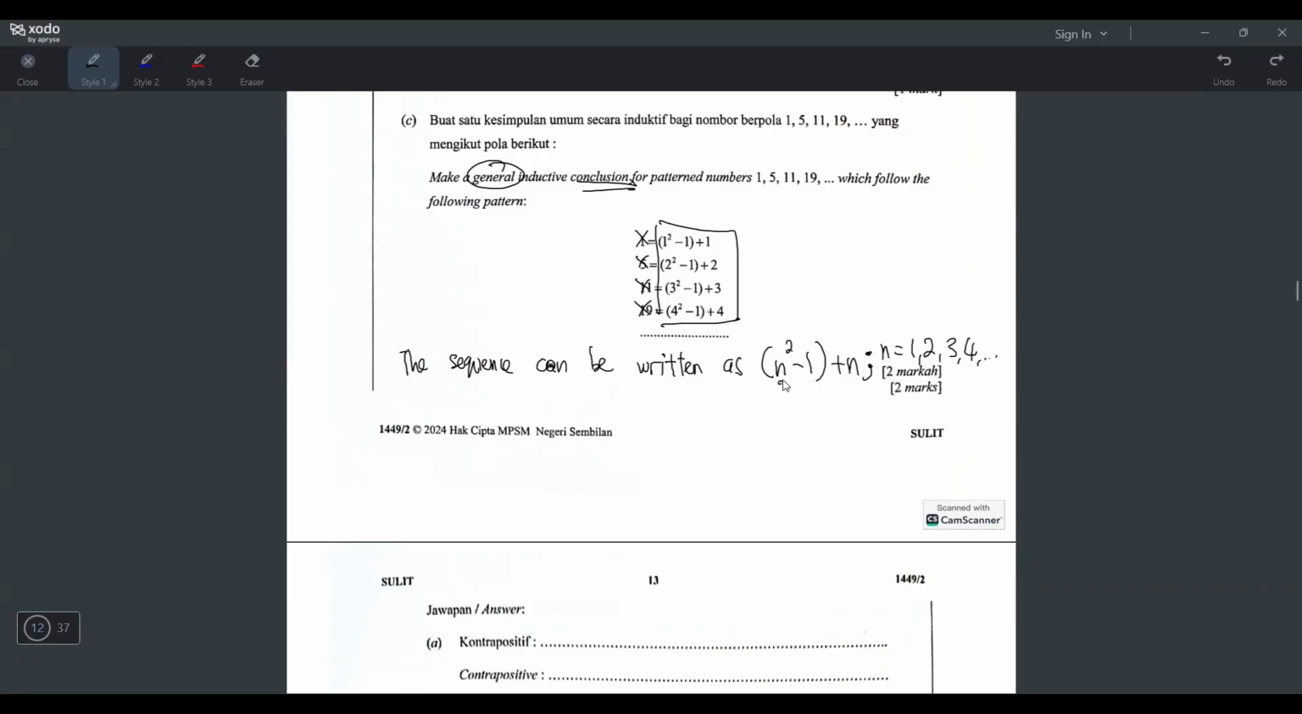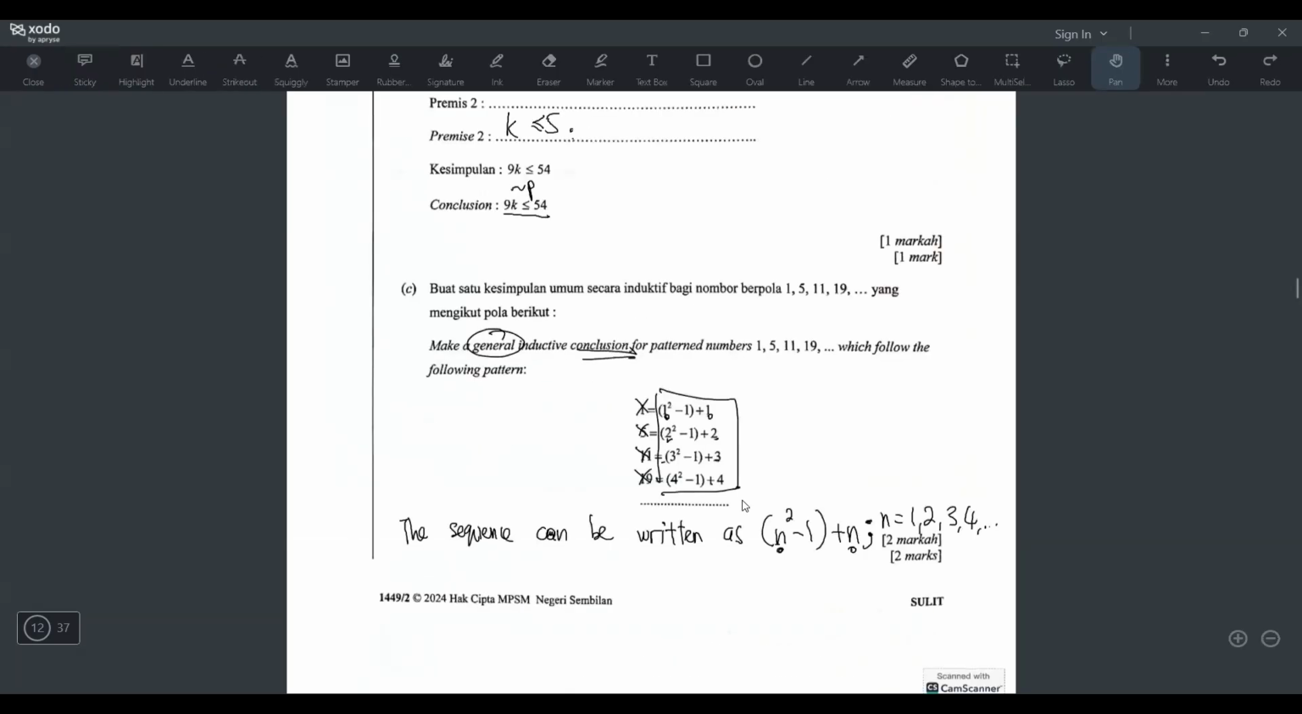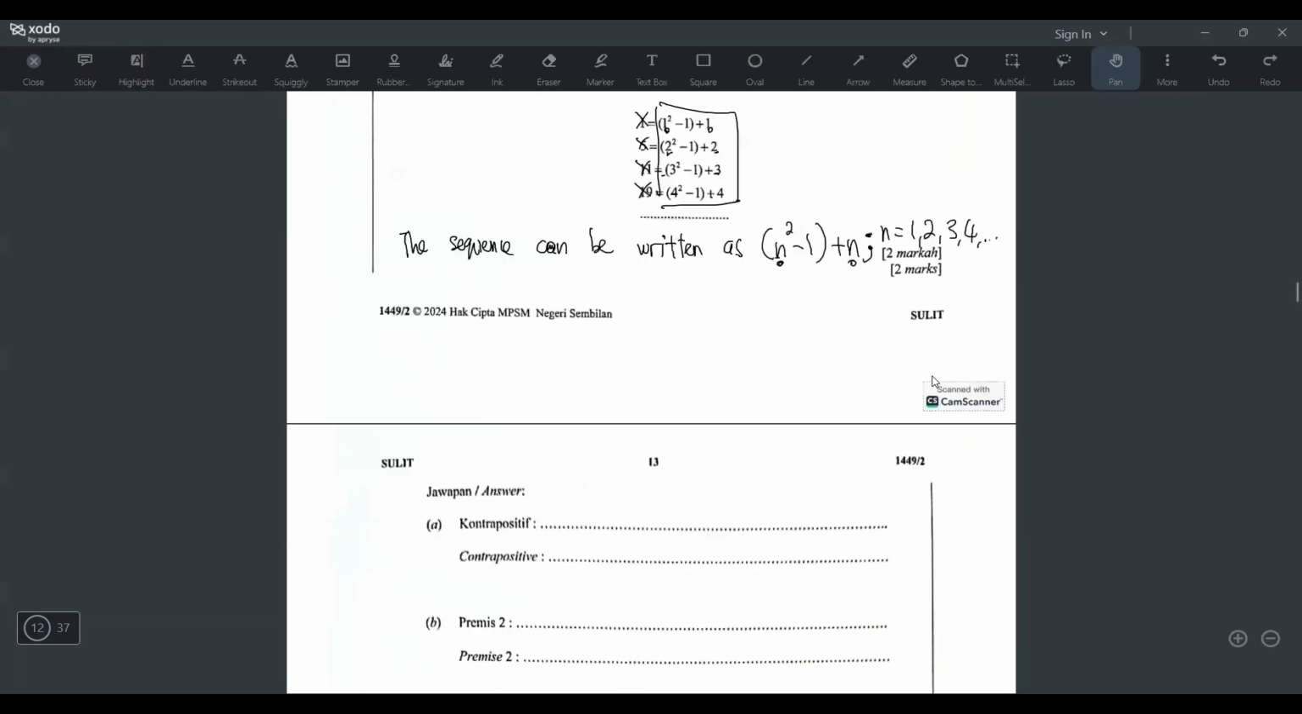And one more thing is make sure, if got 2n, make sure they are both 1, 1, 2, 2, 3, 3, 4, 4. Because if it's like 1, 0, 2, 1, 3, 2, then the answer cannot be like this already. Right? Because if the n here and the n here is not the same value, that means when you sub the 1 inside, you will not get back here already. Then you have to make it the same. Okay, but for this question, done already. This is the answer. Okay, so 2 marks.